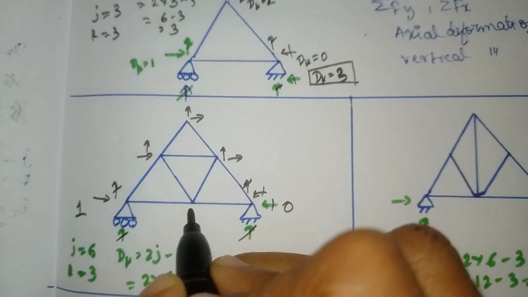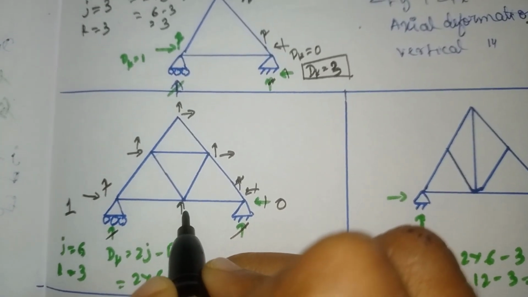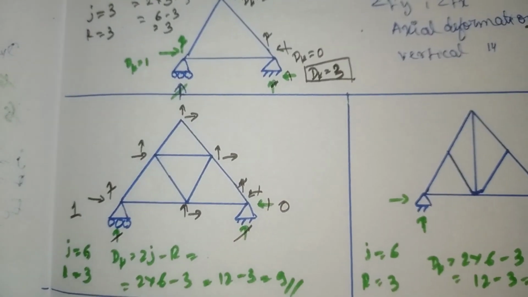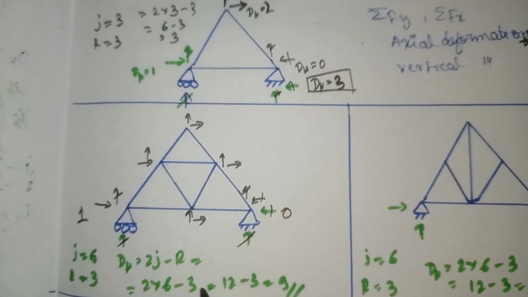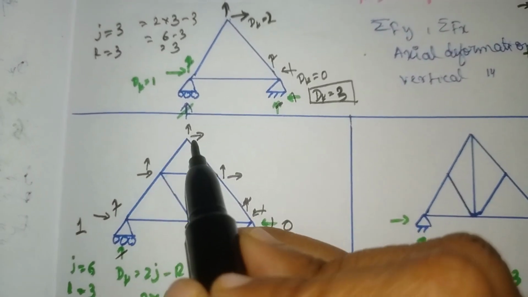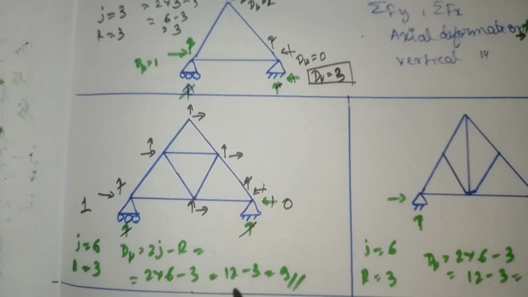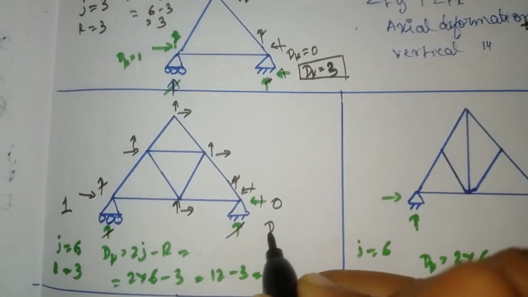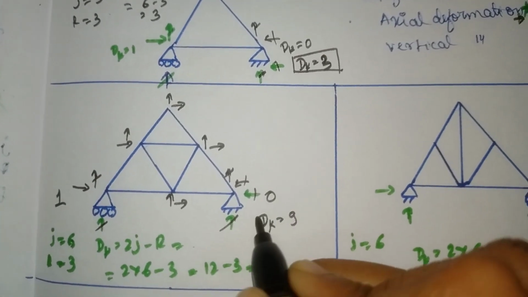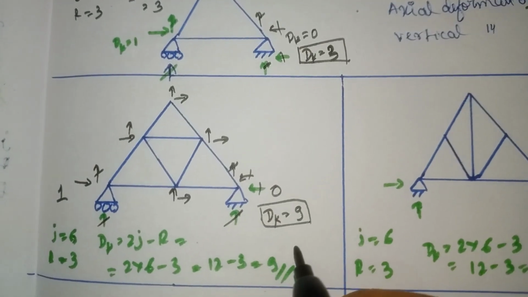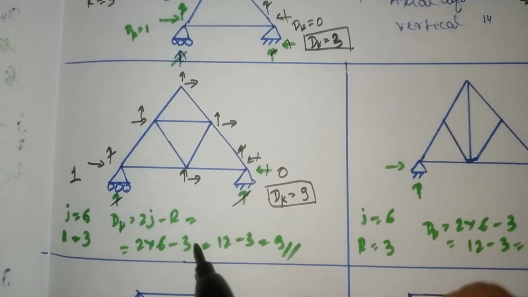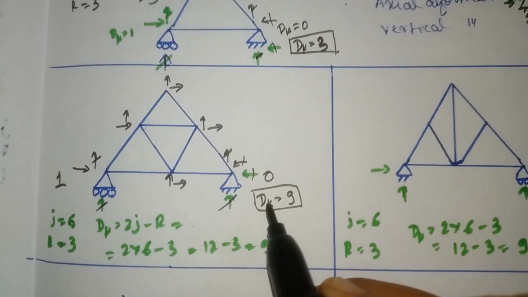So if you come to this joint, again horizontal and vertical deformation is there. So remaining how many numbers of dk? At this support 1, 1, 2, 3, 4, 5, 6, 7, 8, 9. So the total degree of freedom of this structure is 9. So if you calculate manually, our answer we got as 9. So our answer is the same whether you calculate by using the formula or manually.